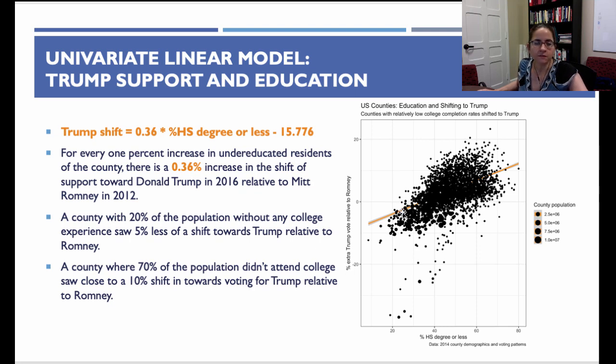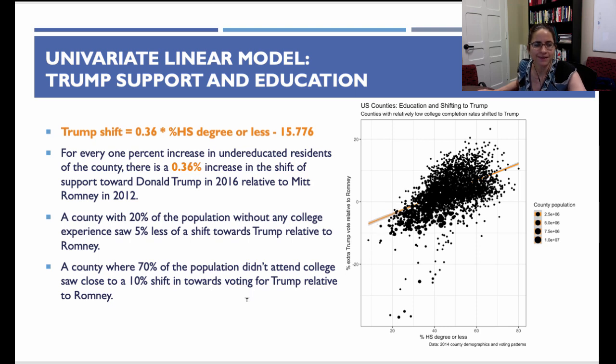So what that means more practically, and it's always useful to interpret this stuff a little bit more concretely, is that a county with 20% of the population without any college experience, high school degrees or less, so looking at this part of the graph, saw a 5% lower shift towards Donald Trump relative to Romney. What this basically means is that they shifted towards Clinton. And basically, highly college-educated counties tended to vote more for Clinton than they voted for Obama, which is kind of fascinating.